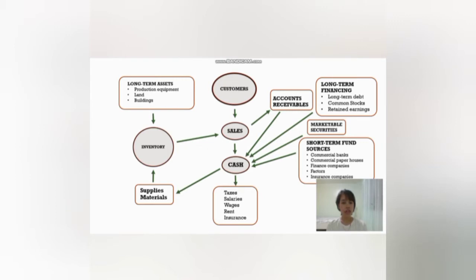So the long-term financing like the long-term debt, common stocks, and retained earnings, along with marketable securities and short-term fund sources like the commercial banks, commercial paper houses, finance companies, factors, and insurance companies can be the source of cash. Then the cash will become the taxes, the salaries, wages, rent, and insurance, and it will be used in supply materials that will go to the inventory. So the long-term assets like the production equipment, land, and buildings will also go to the inventory.